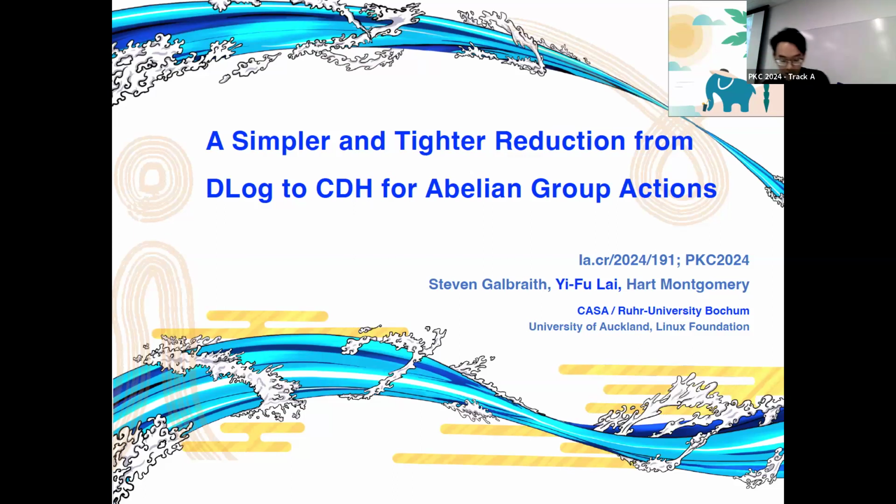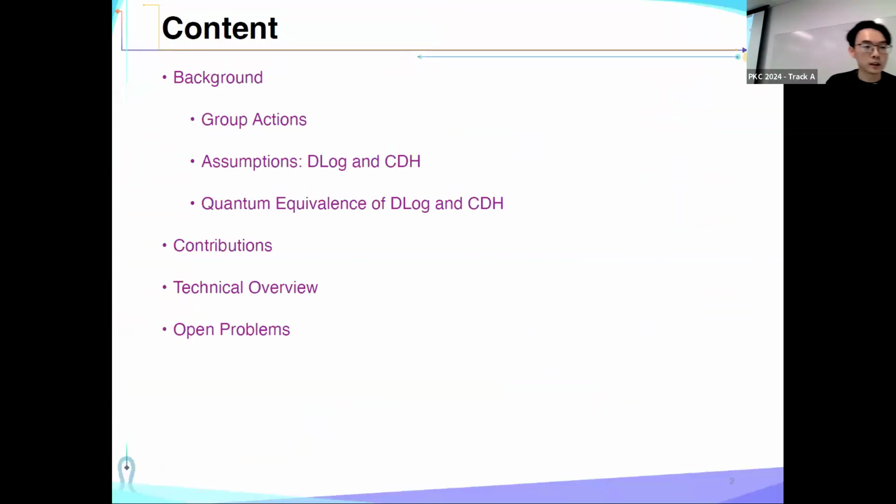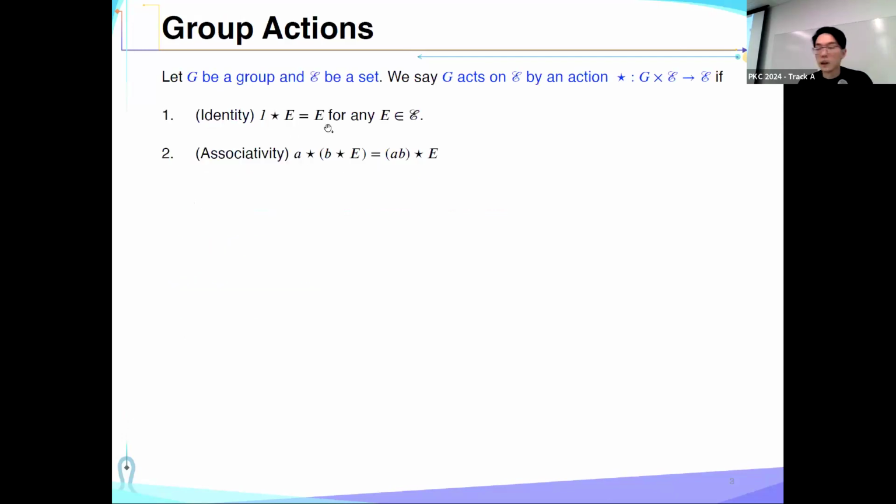Thanks for the introduction. So in this talk, I will give a brief background on group actions and our two main characters, the D-log and CDH problems, and the prior result on the equivalence between these two assumptions. After talking about the contribution and our technical overview, I will introduce two open problems on this topic.